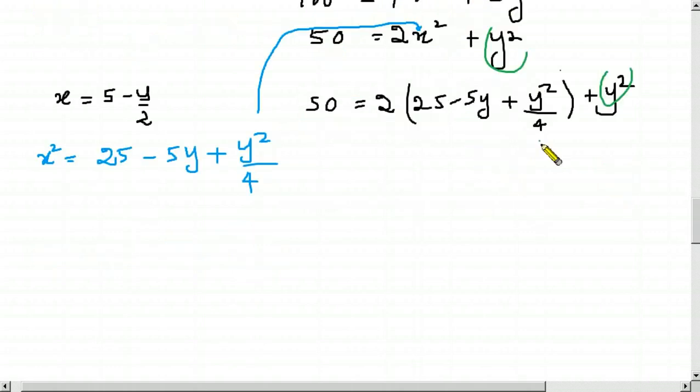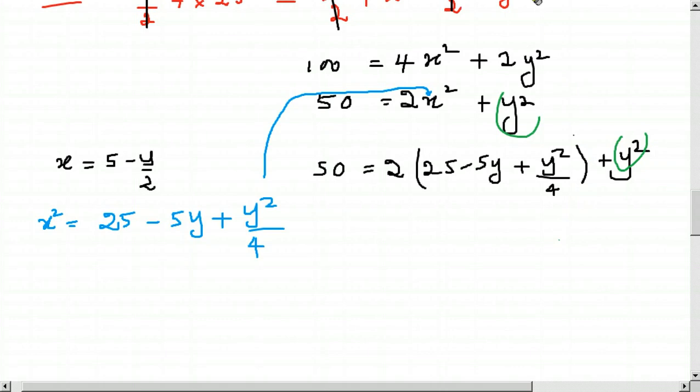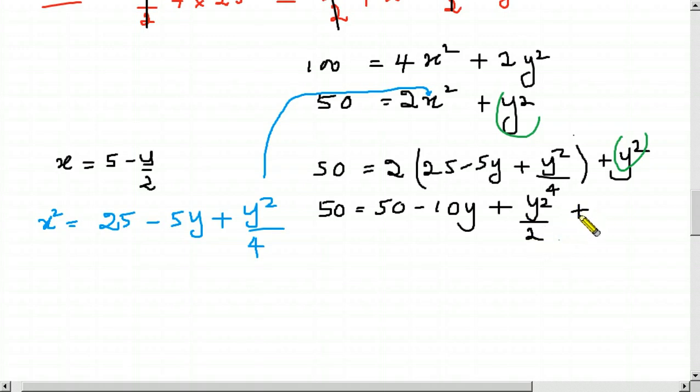So now let us continue. You have to simplify, you have to remove the brackets. 50 equals 2 times 25 is 50 minus 10y plus 2 divided by 4 means y squared divided by 2, plus y squared, this one.